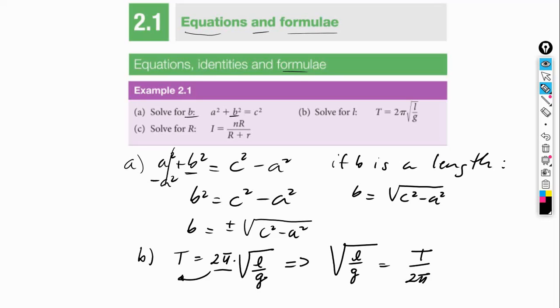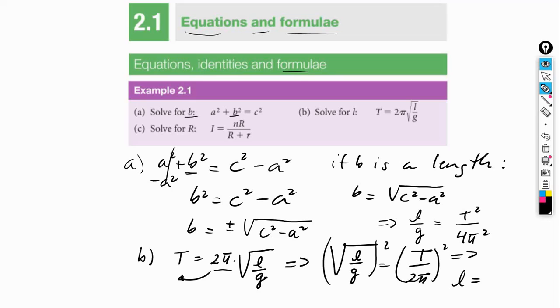So let's just say that the next step would be that, and I'll continue it here where I still have a little space. If we square both sides, we're going to get that L over g is equal to T squared over 4 pi squared. So notice that I'm squaring this side, and I'm also squaring this side as well. And the final step, which is to solve for L, will give us that L is equal to T squared times g divided by 4 pi squared.